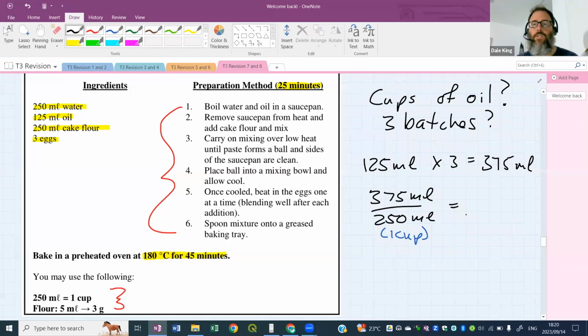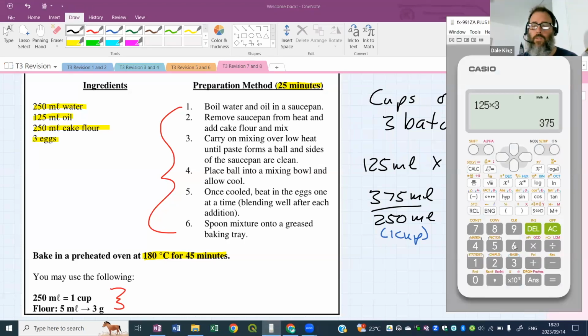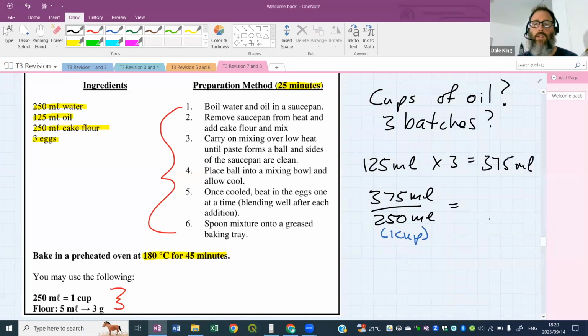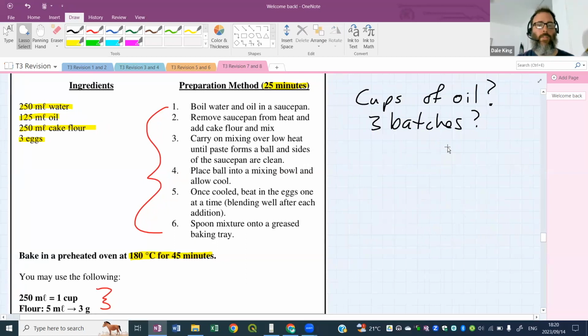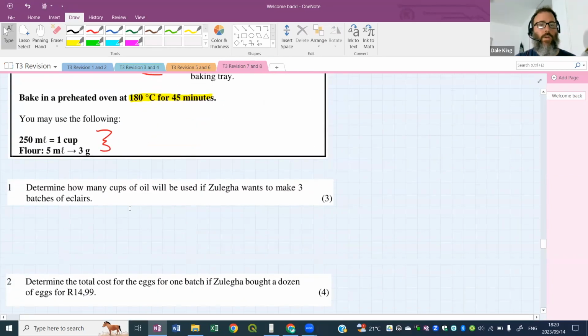All right. So this is going to give us 375. Let's do it in a fraction so we can see. So 375 divided by 250, and that gives me 1.5. All right, and it's 1.5 cups. Thank you, Khabo. Excellent, good work. That's 1.5 cups of oil needed. Okay, so let me take this and we'll squeeze it down there by the question. All right, next question.